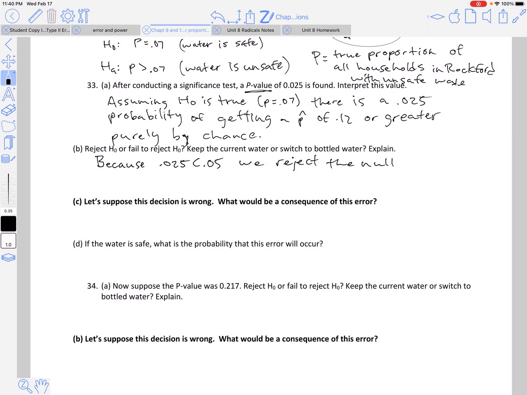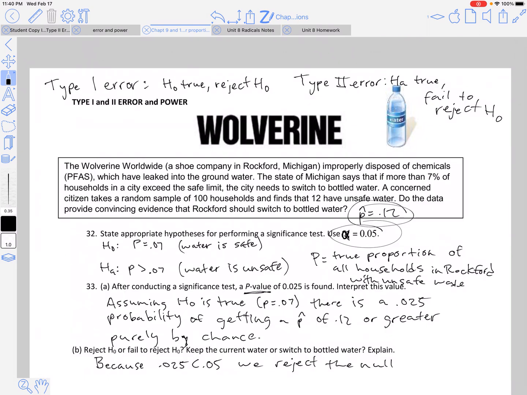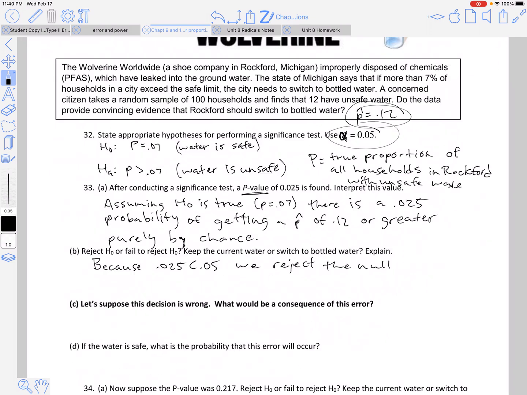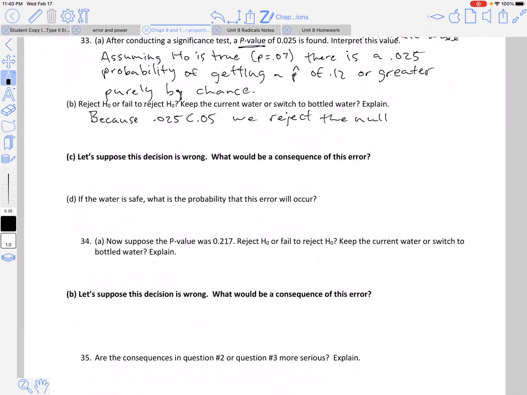Okay? All right, so pause right there for a second. We're going to finish this up. Reject the null, fail to reject the null. Kind of think about where we're headed, right? So because 0.025 is less than 5%, we reject the null, and Rockford should start drinking bottled water, right? We're rejecting the null, we're going with the alternative. Rockford should drink bottled water.